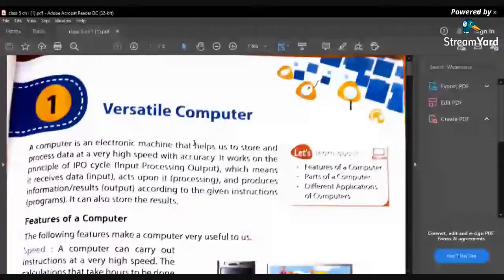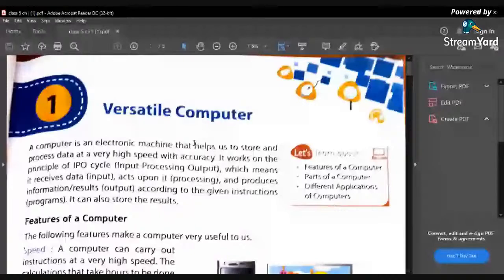Versatile Computer, Chapter 1. Student, in this chapter we are going to study the features of the computer, the parts of a computer, and the different applications of computers. Then let's start Versatile Computer.